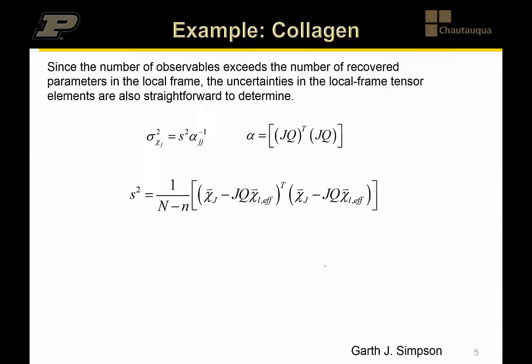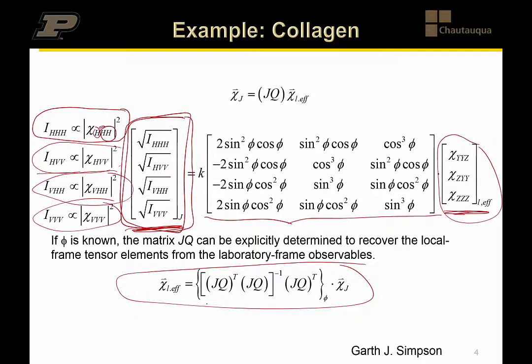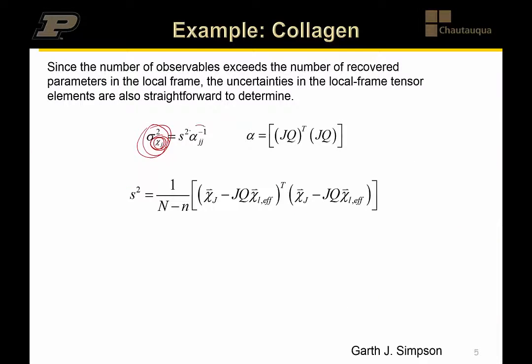The other nice advantage of having an overdetermined measurement is that we can not only recover the individual chi2 tensor elements, but also determine the variance in each of those values, and therefore the uncertainty. That's determined by treating this matrix here as alpha. If we define that matrix to be alpha, then the diagonal elements of alpha inverse, multiplied by the variance of the fit, recover the uncertainties in each of the individual parameters.